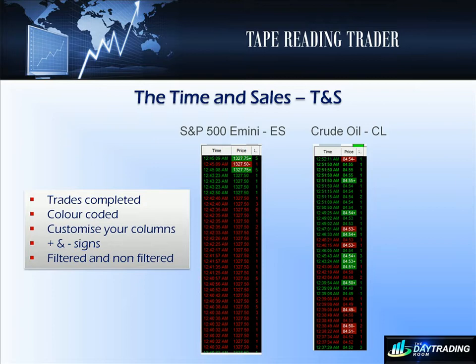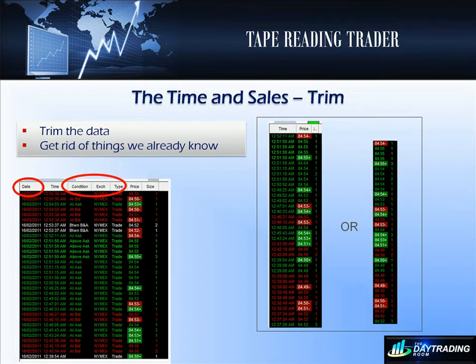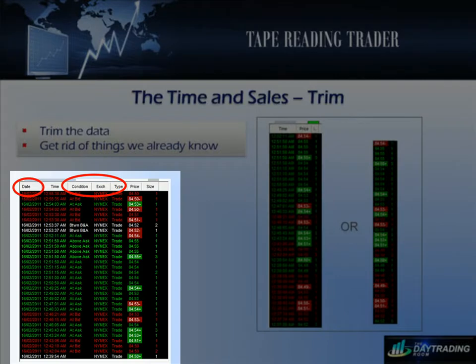And we can customize our time and sales very nicely on TradeStation and on other platforms as well, and we'll run through what we can do with that and how we can also display filtered and non-filtered trades. So the first thing I do when I open a time and sales window is trim the data. Let's get rid of things we already know. The default on most platforms and providers and charting packages is to just show you everything that they can show you.